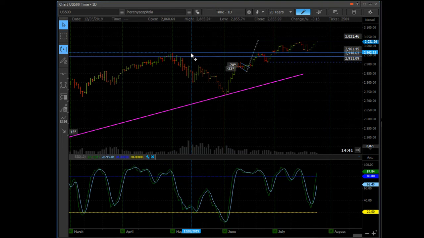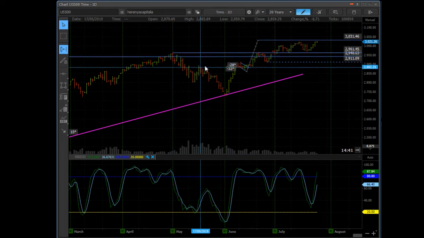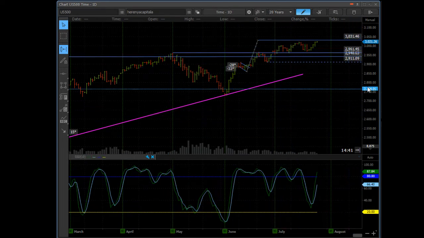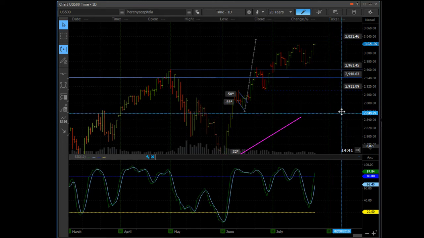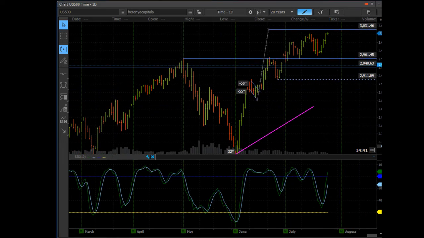So that's also part of the reason why our bias is long, and we're happy to use this 29.61 level as a significant stop loss, because that was the previous all-time record high, as well as a support level here. So that's kind of a little bit of context. That's maybe a slightly better chart.